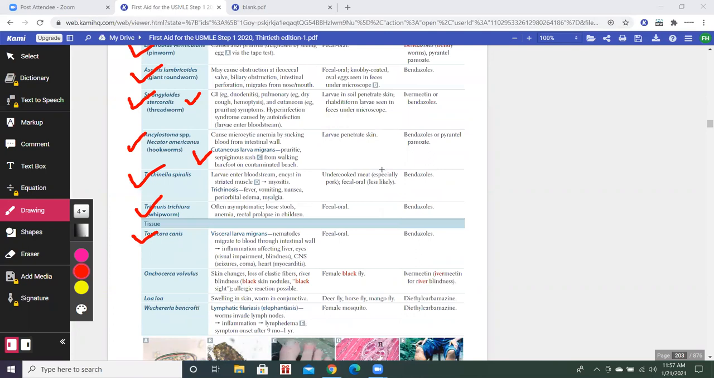Serpiginous rash means shaped like a serpent, like a snake. Like a snake-like appearance, almost looks like this. Okay, that's a serpiginous rash.